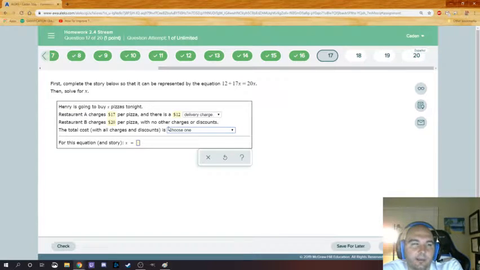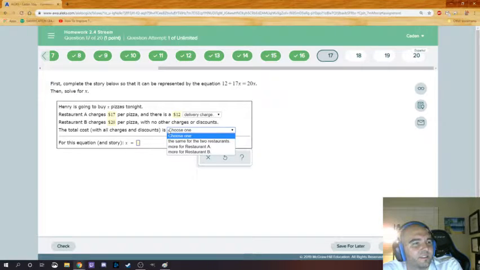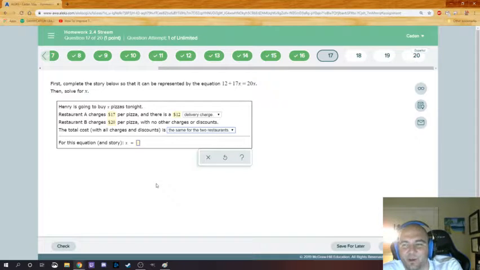Wait a second. 3, 4. Wait. Oh, the same for two restaurants. God, I'm so dumb. I'm sorry. I was way overthinking that. I'm like, wait, what do they want me to say here? The reason why they're saying the total cost with all these charges is the same for two restaurants is because they set them equal to each other. Duh, I was so overthinking that.